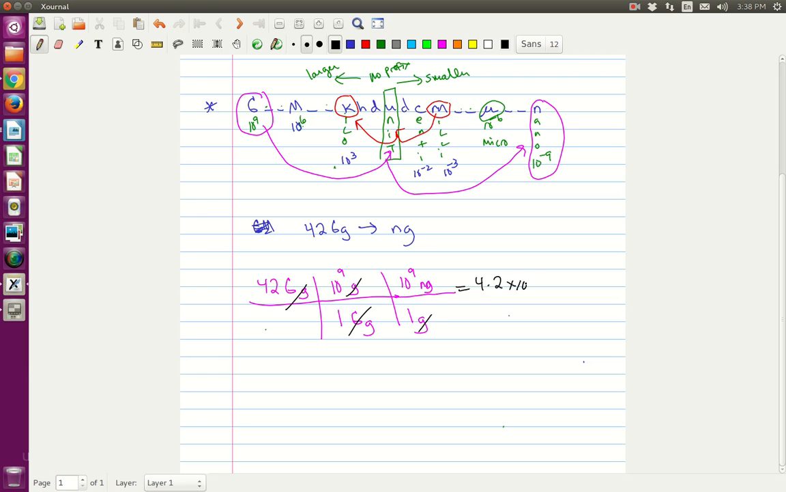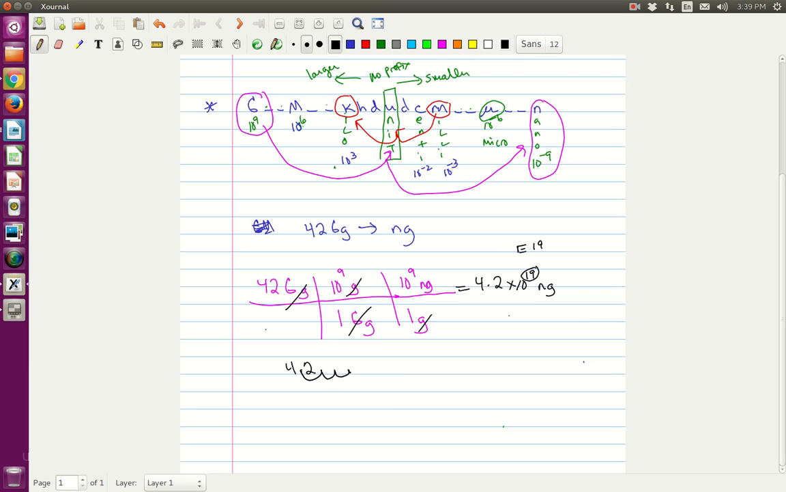4.2 times 10 to the 19. It said E19, that's a positive. Nanograms. It's a huge number. Now, what if I want you to convert that into standard notation? Well, this means move your decimal 19 places. Since it's positive, you're going to move it to the right.